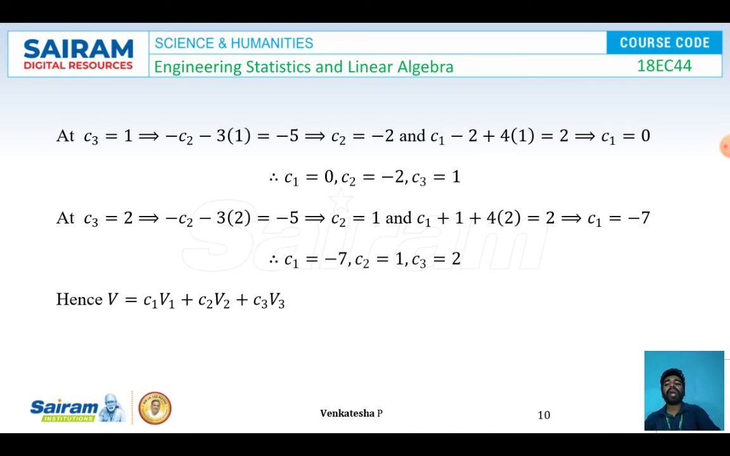Similarly in case 2, I'm taking the value C3 is equal to 2. By replacing this value in the second equation, I got the value of C2 is equal to 1, and I got the value of C1 is equal to minus 7. So hence I got C1 is equal to minus 7, C2 is equal to 1, C3 is equal to 2. Now replacing these C1, C2, C3 values in the first equation, we get the same V. So hence we can conclude that V is a linear combination of C1 V1 plus C2 V2 plus C3 V3.